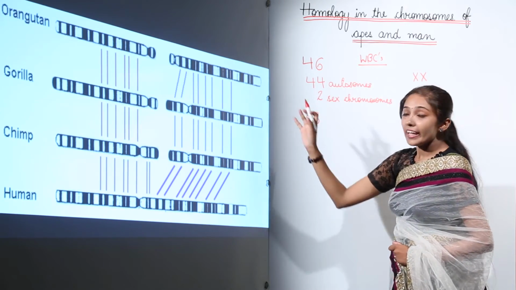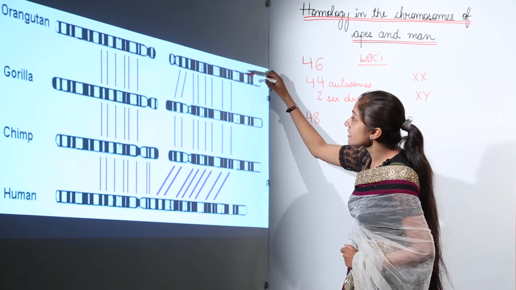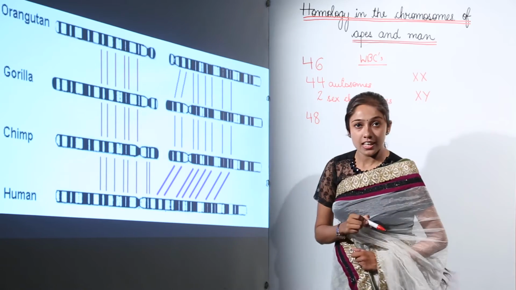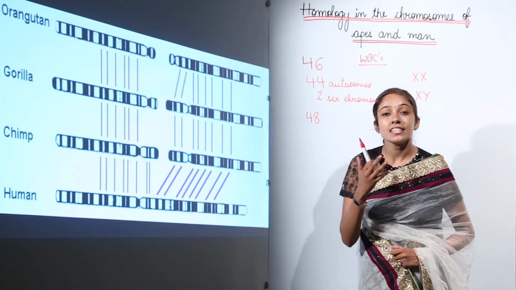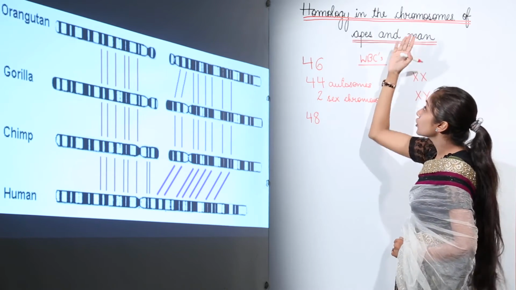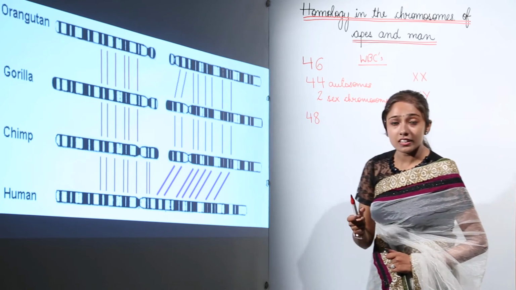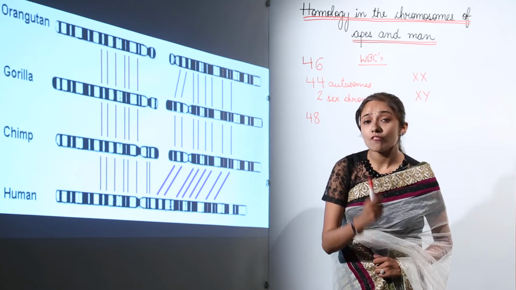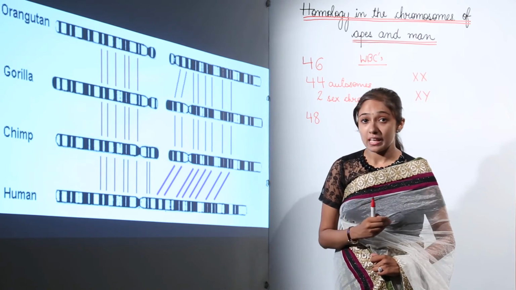So, by using specific stains, we can see these bands. You can see these bands on the chromosomes, right. These bands form a banding pattern, and this banding pattern is compared to find out the homology in the chromosomes of apes and man. And when we talk about the comparison, there is a lot of similarity in the banding pattern in case of apes and man.